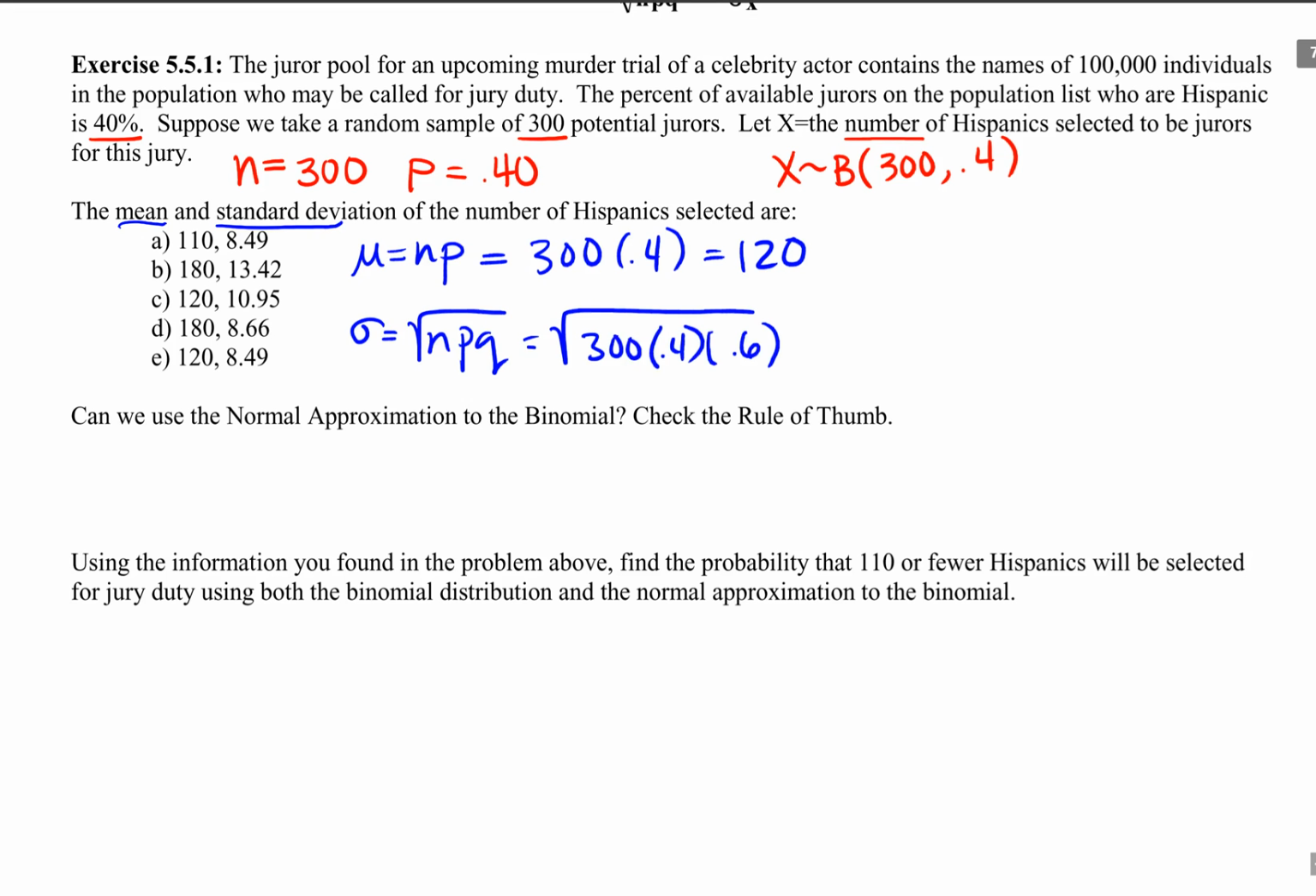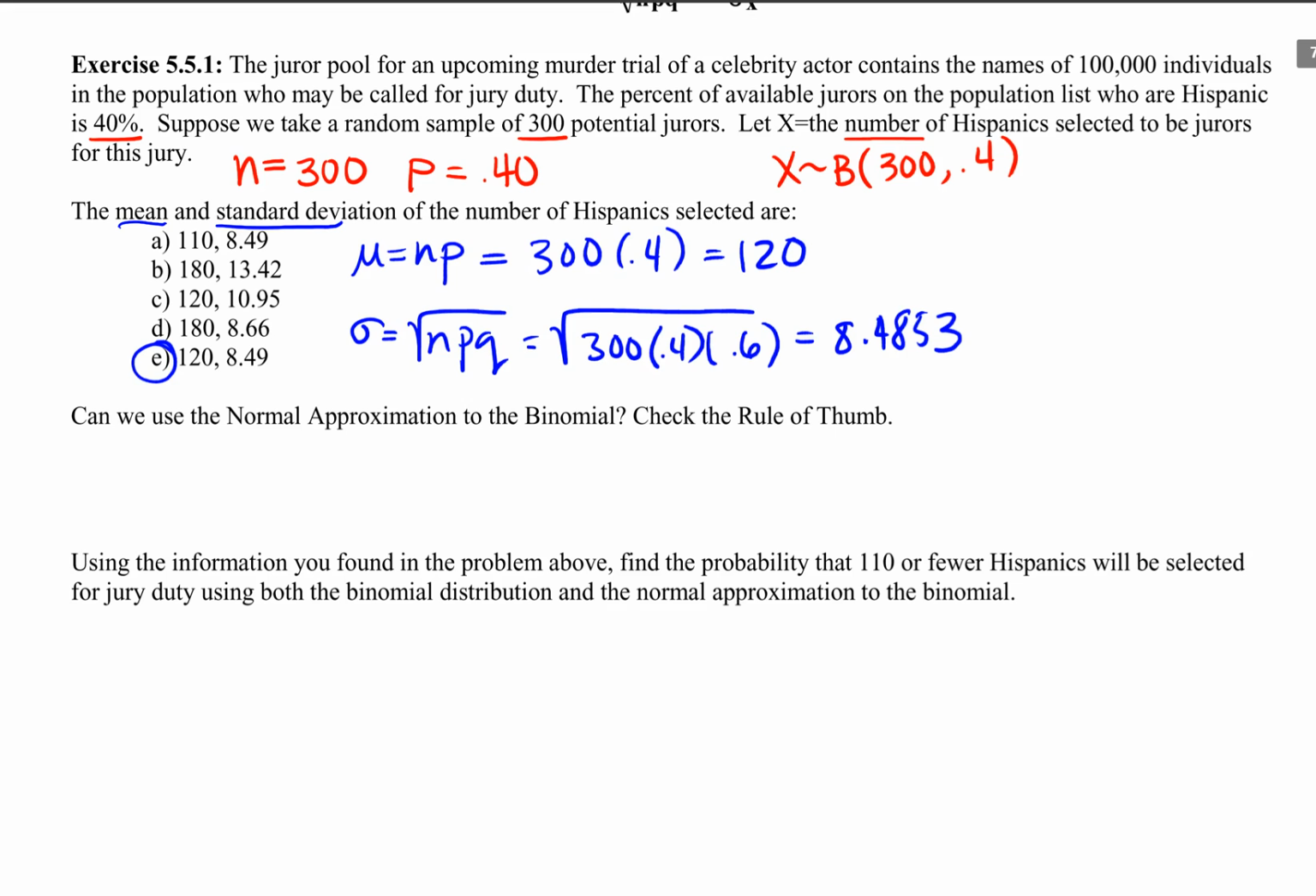This one I don't know off the top of my head. It appears that this is 8.4853. So the correct answer here is 120 and 8.49. All right, so that's our mean and standard deviation.